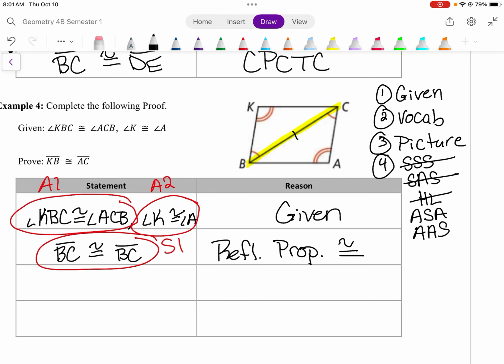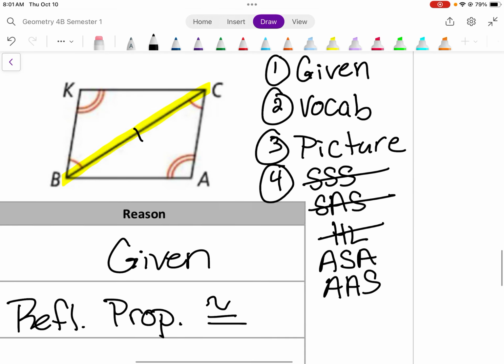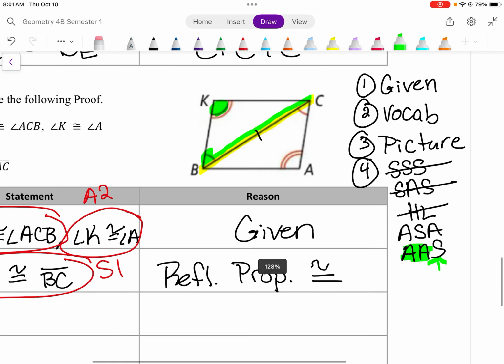In order to tell the difference between which one we're using, we're going to look at the picture. So in one of our triangles, we have our congruent angle, and then the congruent side is outside of the 2 angles. So when we decide, we're going to choose angle, angle, side because the side, the S, is outside of the 2 A's.